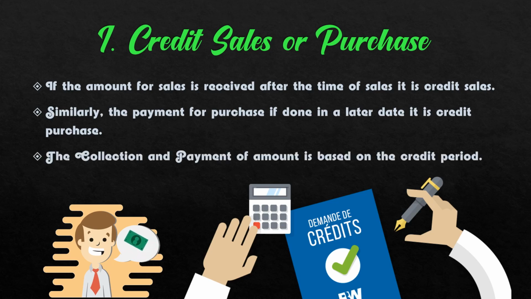The collection and payment of the amount is based on the credit period. This is the important term you have to look at for calculating the sales and purchase values for the cash budget, that is, the credit period. The amount you are going to enter in the cash sales column and the purchase column is purely based on the credit period either we allow to our customers or our suppliers allow to us. So that is what we are going to see.